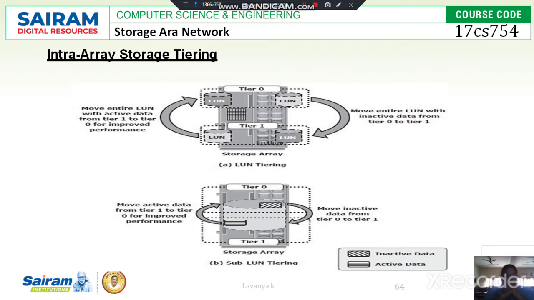Then one more is SATA drives within the storage system, which provides high performance as well as low cost optimization. And the storage tiering can be operated based on the logical unit number. These logical unit number levels can perform across the different storage tiers.